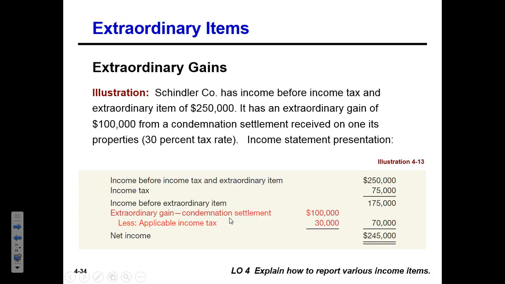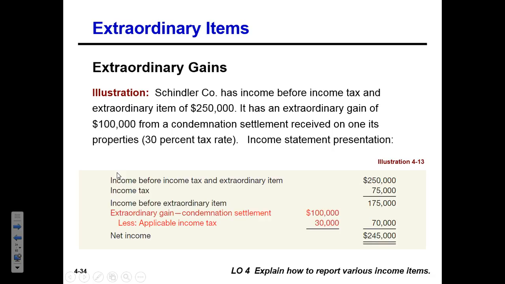And so this one has an extraordinary gain, condemnation settlement. Okay. So somebody condemned your property, right? And you weren't expecting it. It wasn't predictable, right? So what's the deal? Less applicable income tax. Tell me what other word they should have there. Expense this time. It's a gain. Should have been expense. Easy, huh?